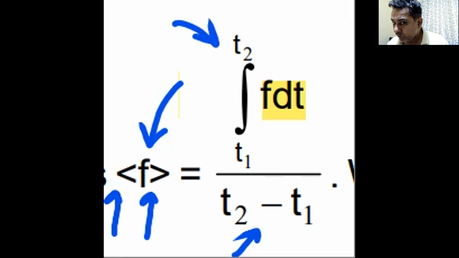Is there anything that you want to understand in this formula? Because all these are maths terms. Integration is a maths term. F is the function, dt is the small time, divided by the total time. T1 is the lower limit, T2 is the upper limit. Do we know this? Please note it down.